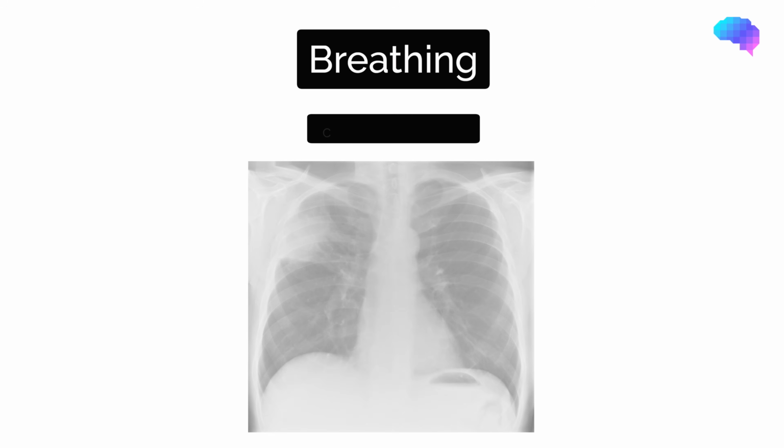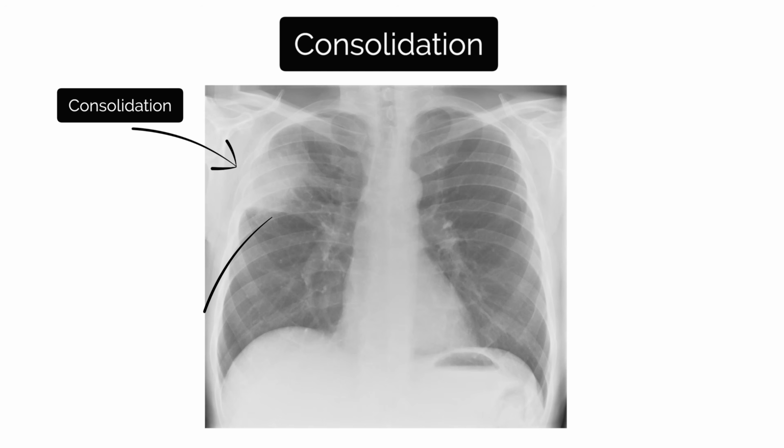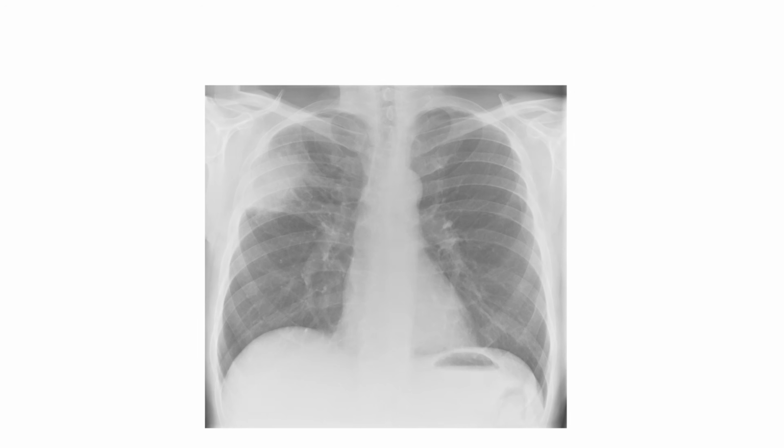Consolidation is a term used to describe the replacement of air in the alveoli by materials such as pus and blood. In this image, there is clear consolidation of the right upper lobe, bordered inferiorly by the horizontal fissure. One of the most common causes of this is pneumonia. However, malignancy can also cause this presentation, and so further investigations must be undertaken.